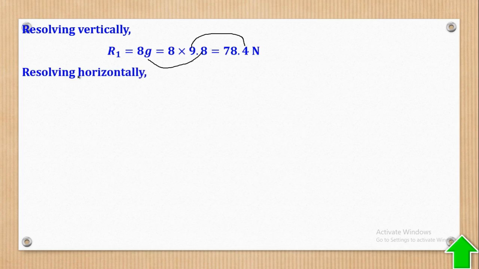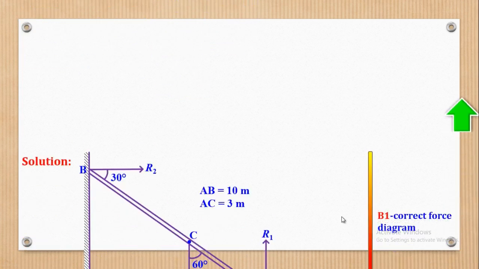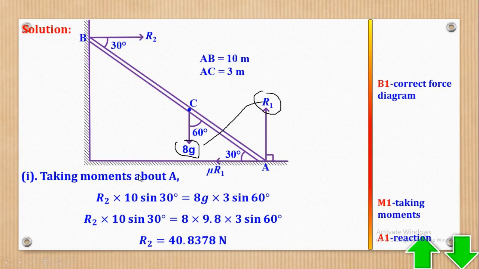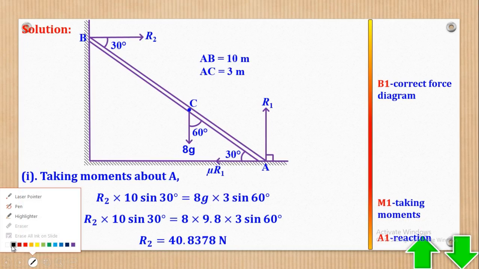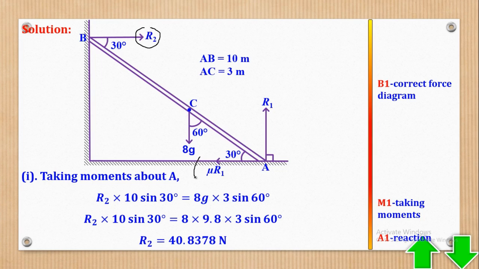What if I resolve horizontally? I'll come up with mu R1 is equal to R2. So let's see where that is coming from. Because it is in equilibrium, it means that horizontally, forces to the left are equal to forces to the right. So if you look at this diagram, this force is to the right and this force is to the left, meaning they have to be equal.